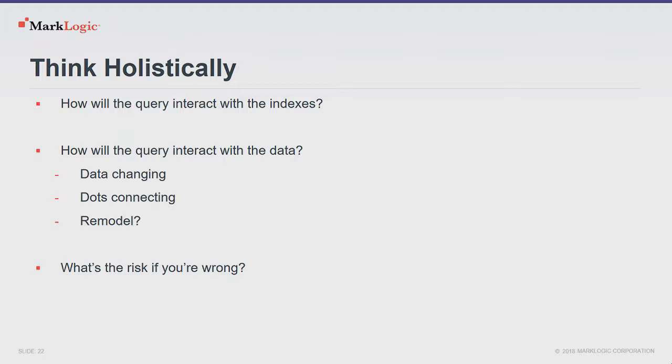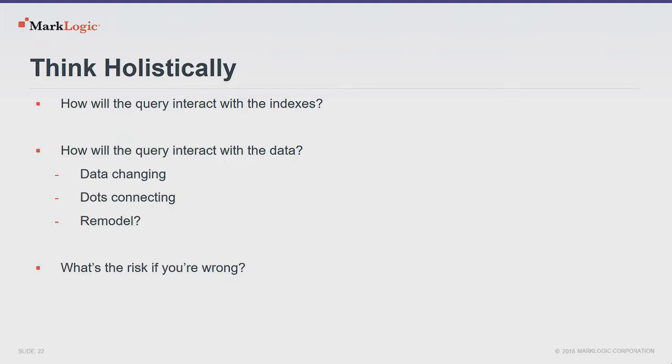And then, as often happens, the best optimizations often involve remodeling your data. So reharmonizing it if you're using Data Hub Framework, rerunning some CORB jobs, doing whatever it takes to get the data in a format that best fits your use cases and aligns with your resource consumption.